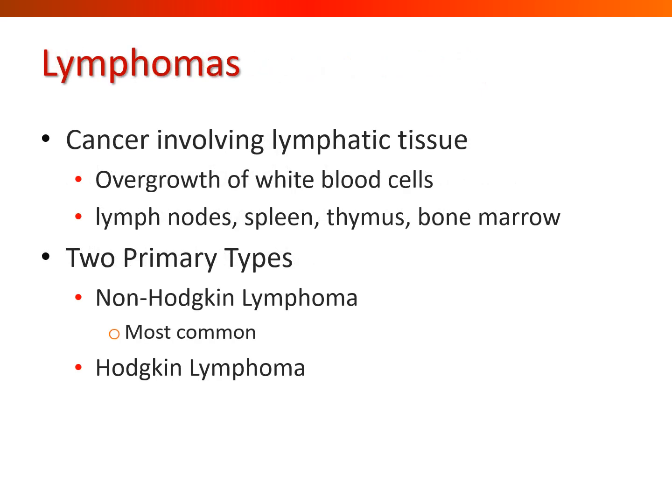Now, when it comes to lymphomas, this is going to be a cancer that involves lymphatic tissue, and it's an overgrowth of white blood cells. And we're going to see tissues that are affected, including the lymph nodes, the spleen, the thymus, and the bone marrow. And there's two general types. You have your non-Hodgkin lymphomas, which is the most common, and then you have your Hodgkin's lymphoma. So basically, if it is not a Hodgkin's lymphoma, it's classified as a non-Hodgkin's lymphoma.